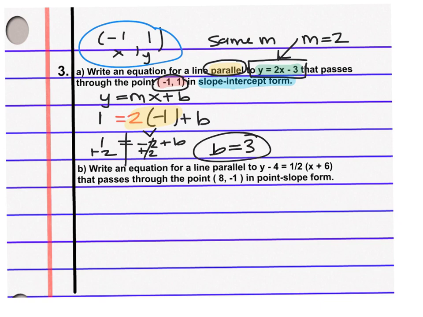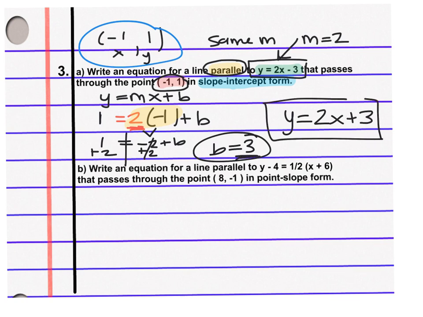So now that I have my m and my b, I can write out my equation. Y equals 2. Where did the 2 come from? Right here. So y equals 2x plus 3. Where did the 3 come from? That is my b.